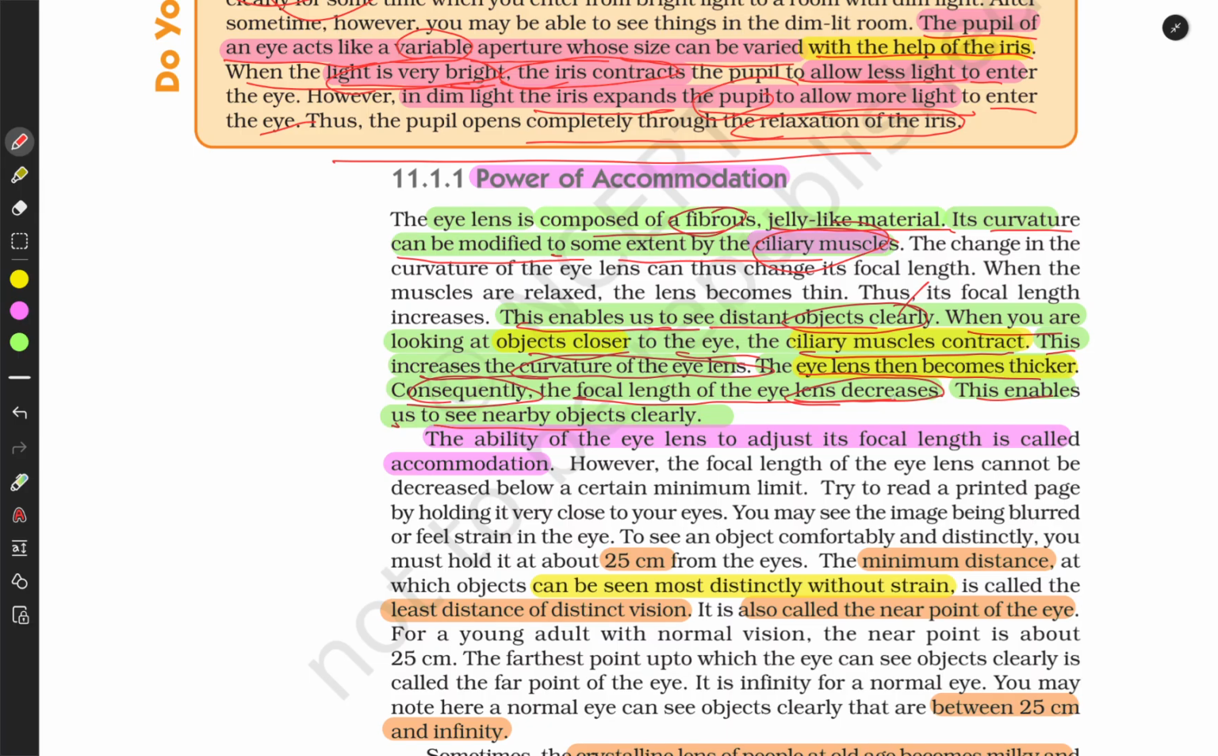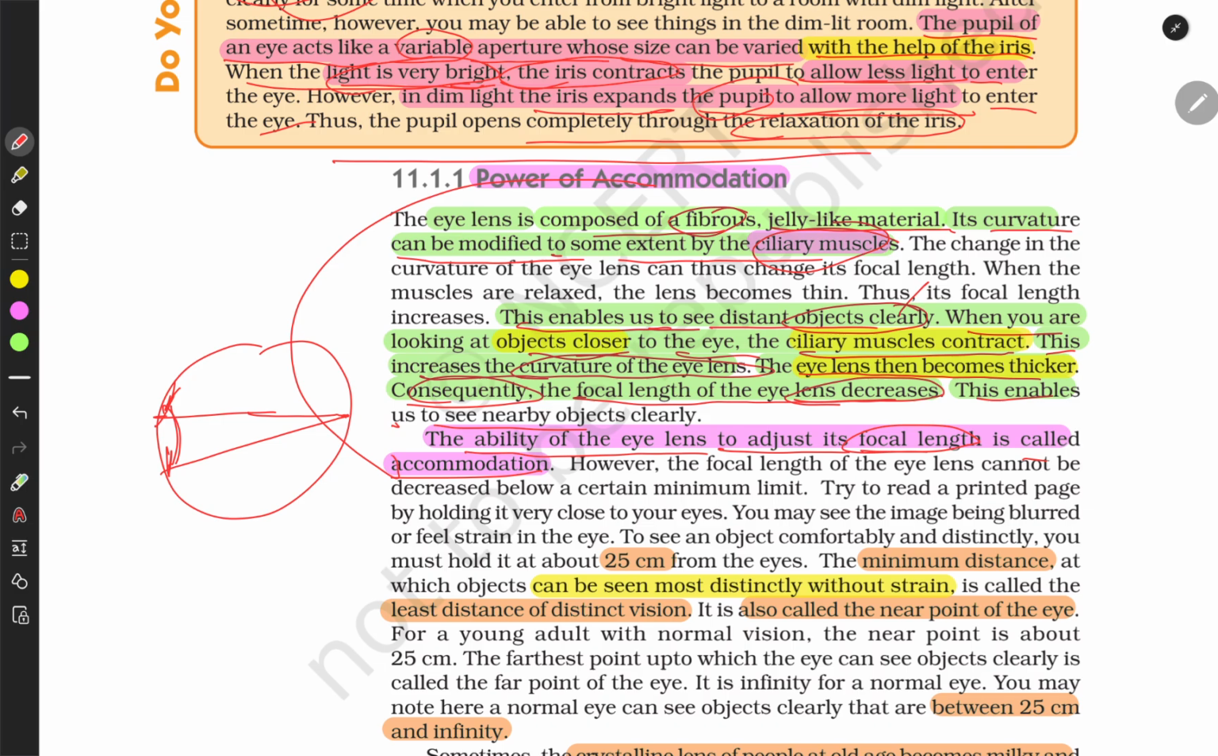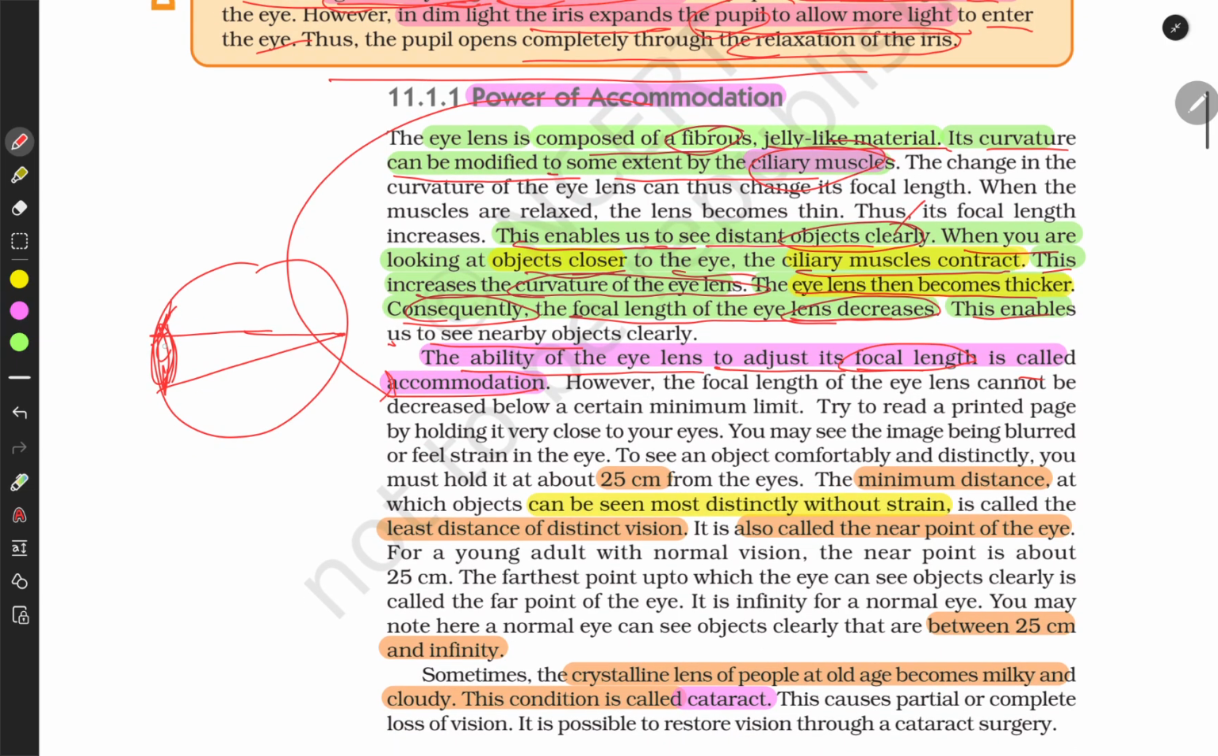So when the focal length decreases, this will happen for a near object. The ciliary muscles decrease the focal length so that it can exactly make the image on the retina. And this happens vice versa when the object is far. The ability of the eye lens to adjust its focal length is called accommodation. What is accommodation? Accommodation is just this lens's ability to adjust its focal length. This is accommodation.